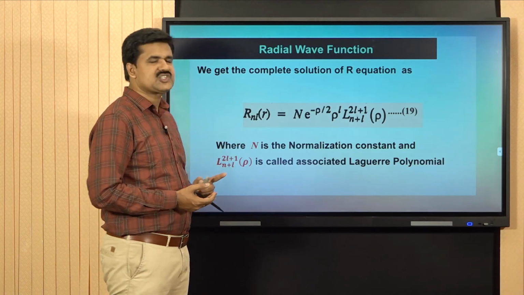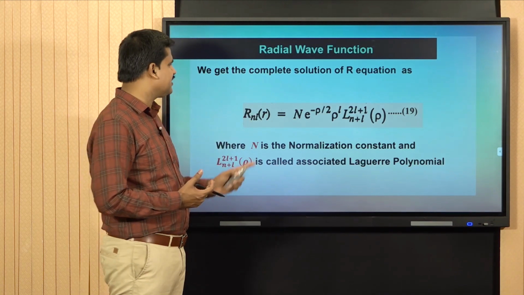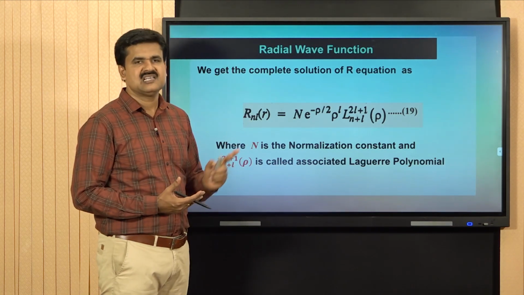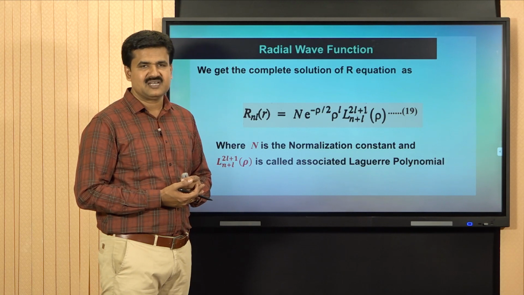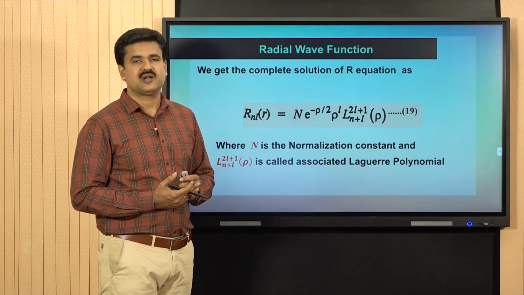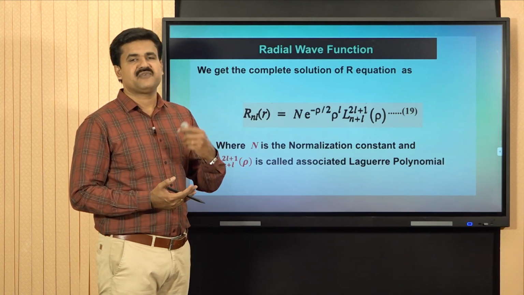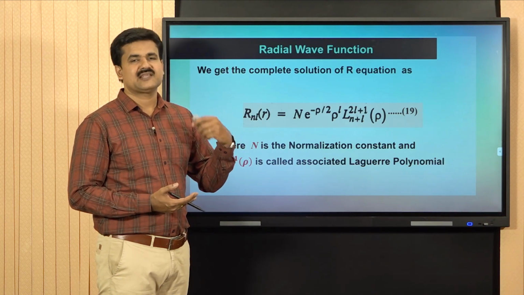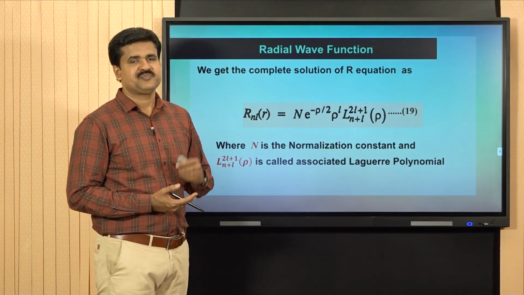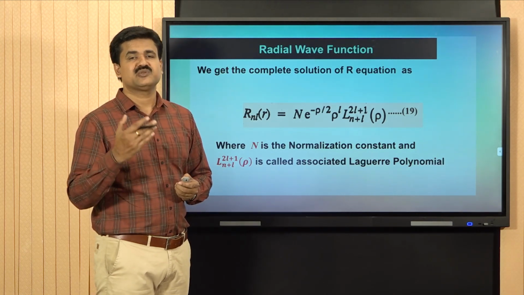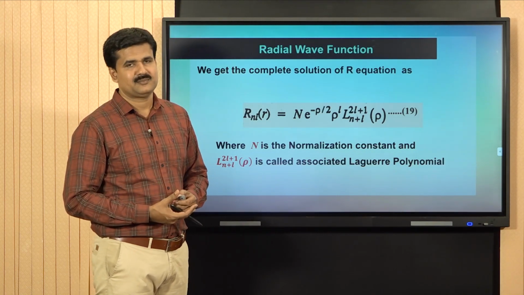Moreover, the solution depends on two quantum numbers. They are n and L. That's why we represent the solution as R n L of r instead of R of r. n is the principal quantum number and L is the azimuthal quantum number. n has whole number values 1, 2, 3, etc. And the value of L begins from 0: 0, 1, 2, 3, etc. And the maximum possible value of L is n minus 1. That is, L is equal to 0, 1, 2, 3, etc., up to n minus 1, which is the azimuthal quantum number.